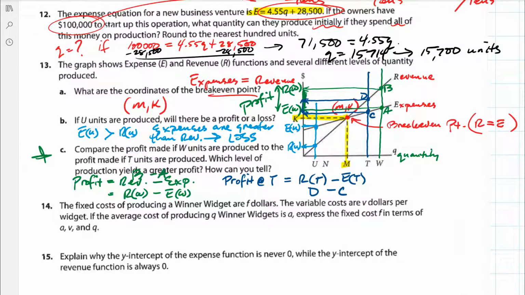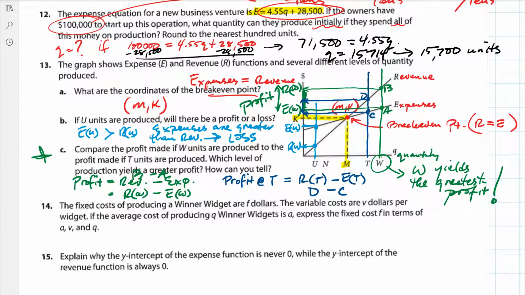To answer the question, it says compare the two profits. Profit if W units are sold compared to T units, which level of production yields a greater profit? Well, as I said earlier, the distance between B and A in green is greater than D and C, so W yields, which means produces, the greatest profit. And that's the answer to part C.